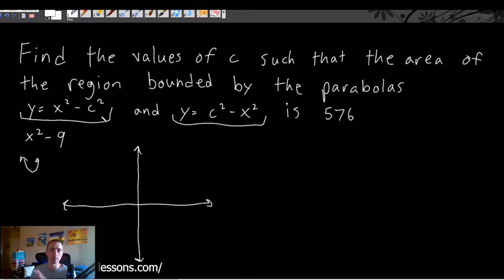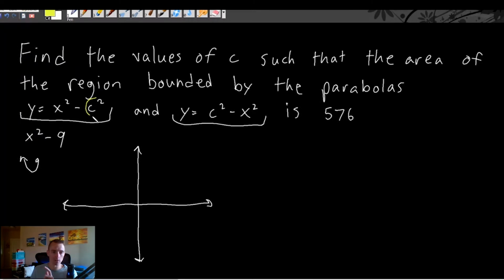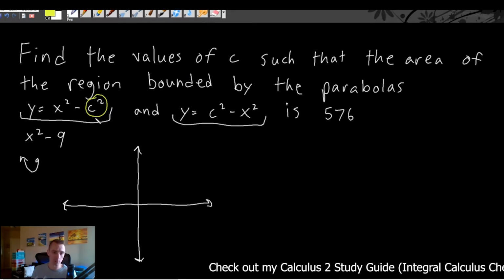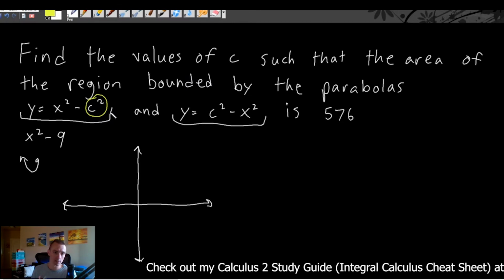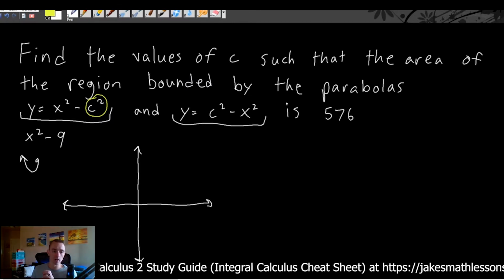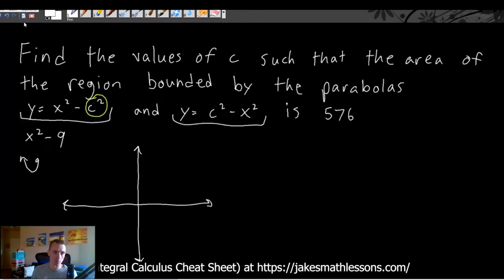But there is one thing really important here. c squared is always going to be positive, because any number, whether you have a positive number or a negative number, squared becomes positive. So if we have x squared minus a positive number, like x squared minus 9, for example, we know we're going to have an upward facing parabola that is shifted down some number of units.